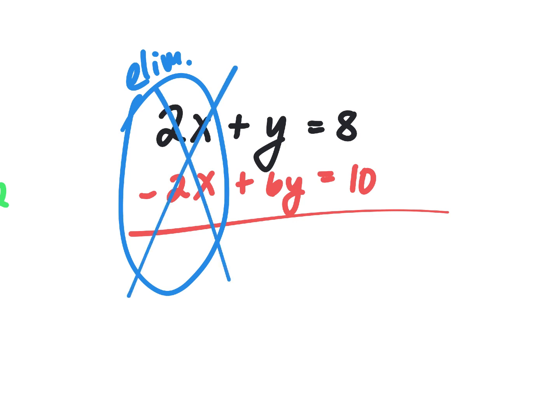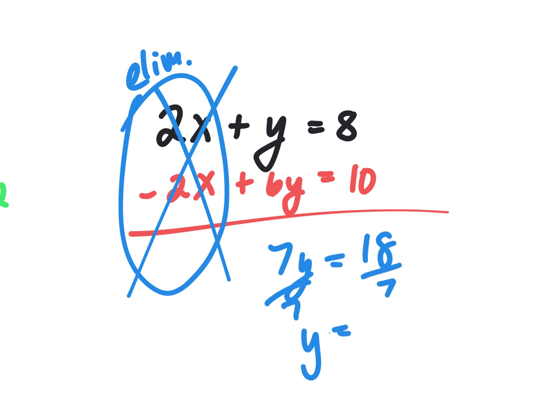Boom, they're gone. And I'm adding them, combining. Combining y and 6y makes 7y. Combining 10 and 8 makes 18. Final answer, y is less, oh wait, no, it's an equals. I just wrote it kind of tilted. Equals, and then divide by 7, 18 divided by 7.